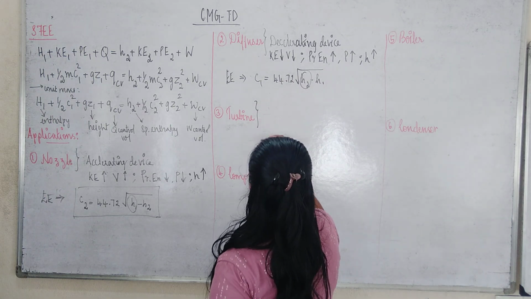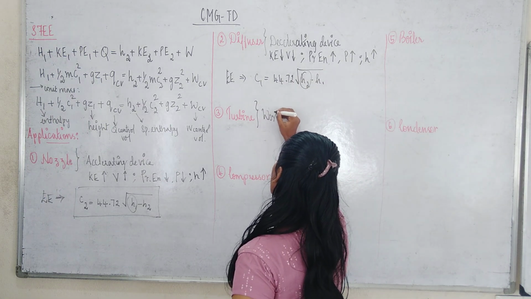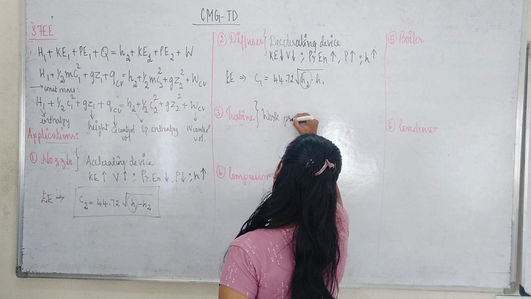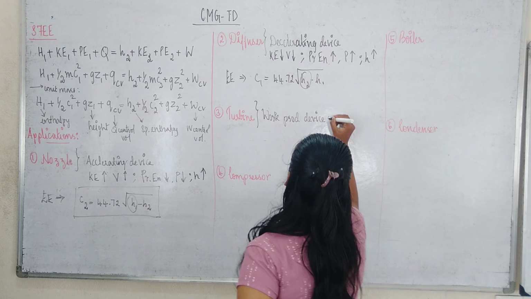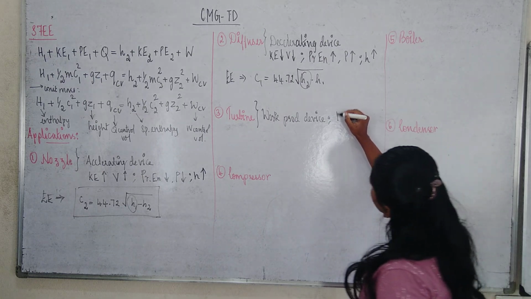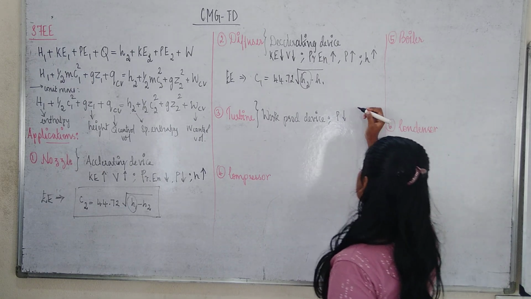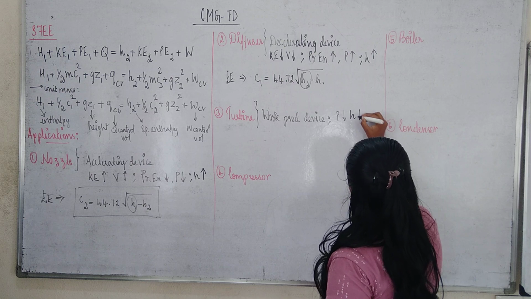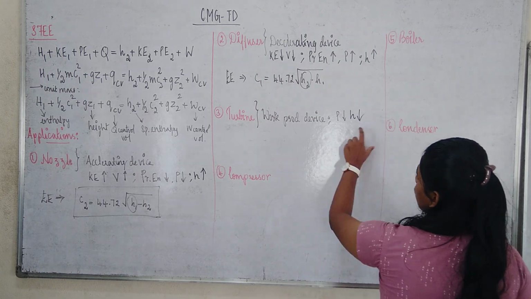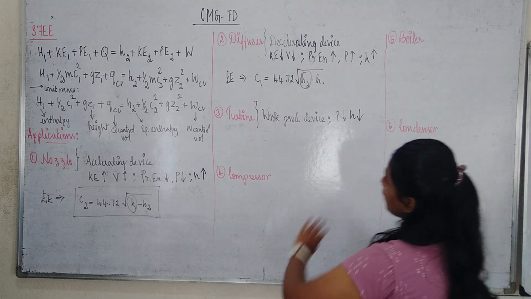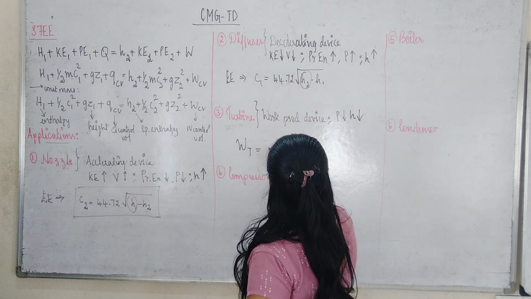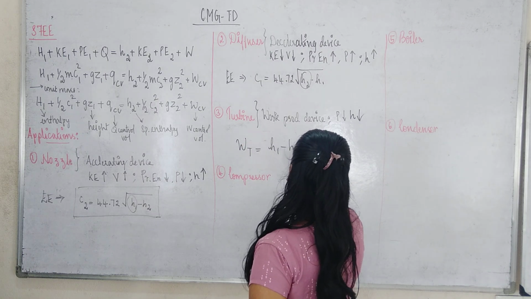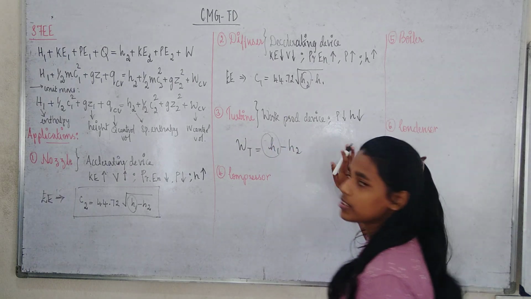Next one is the turbine. Turbine, we all know, is a work producing device. In this work producing device, pressure decreases and enthalpy decreases. So these are the properties of the turbine. Work done in the turbine will be equal to H1 minus H2. Here H1 will be greater. So this is all about the turbine.